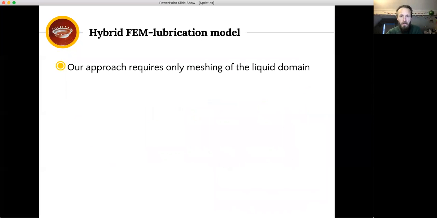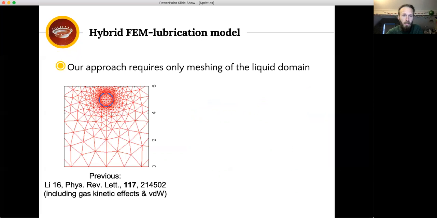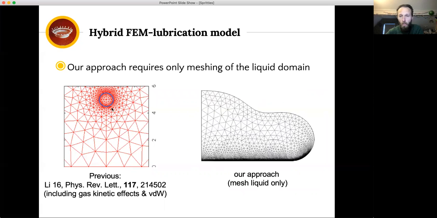So the real power of our approach is that we don't have to mesh the entire liquid and gas domain. We can just focus on the liquid. So some really nice previous work by Ji Li in 2016, he looked at drop collisions in a gas and meshed up both the liquid and the gas, which is very hard because the gas film becomes extremely thin. What we do instead is mesh up the liquid with finer elements, and the gas manifests itself through the boundary conditions through this lubrication model we've developed.